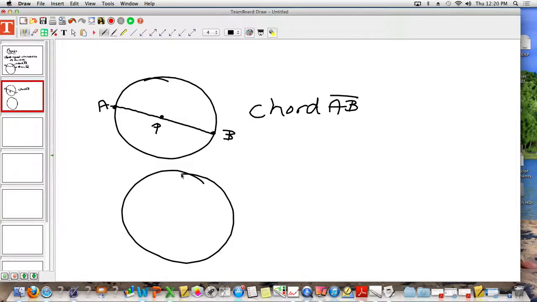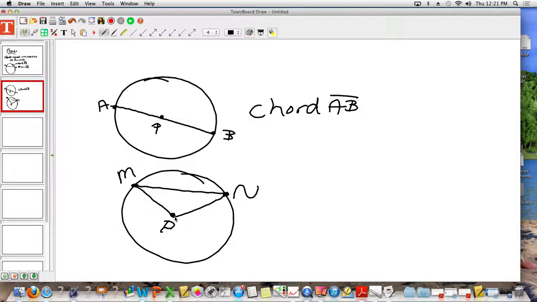I don't want to make the first picture too confusing. So draw a point at the center, call it P. Draw in a chord. Let's call the chord M and N this time. We have chord MN. I just want you guys to notice that if I connect the endpoints of that chord to the center of the circle, what shape have I created?